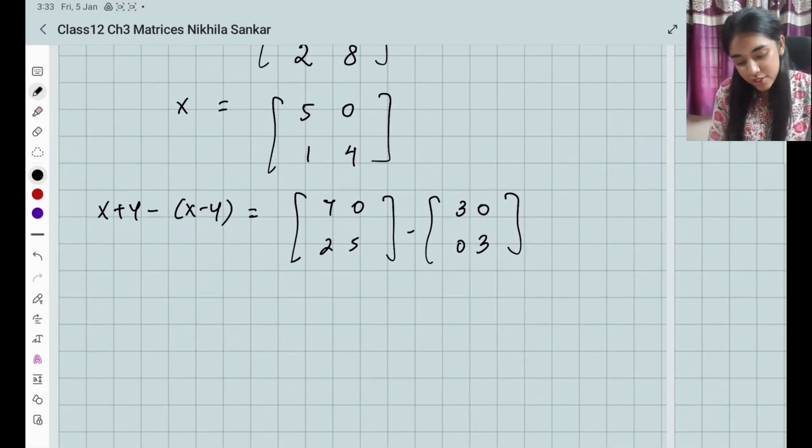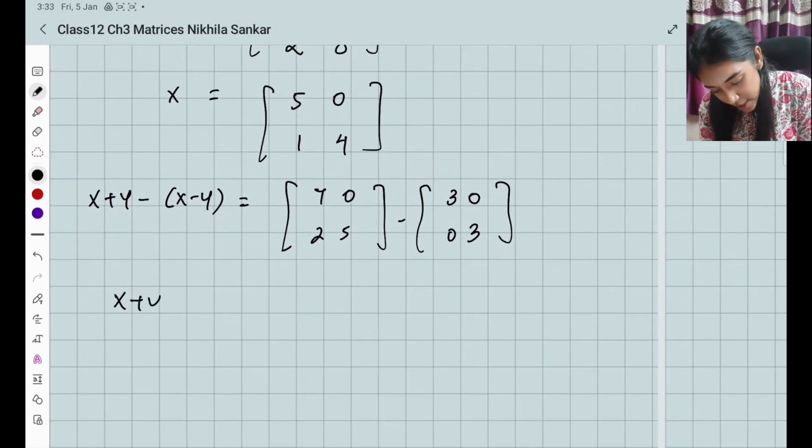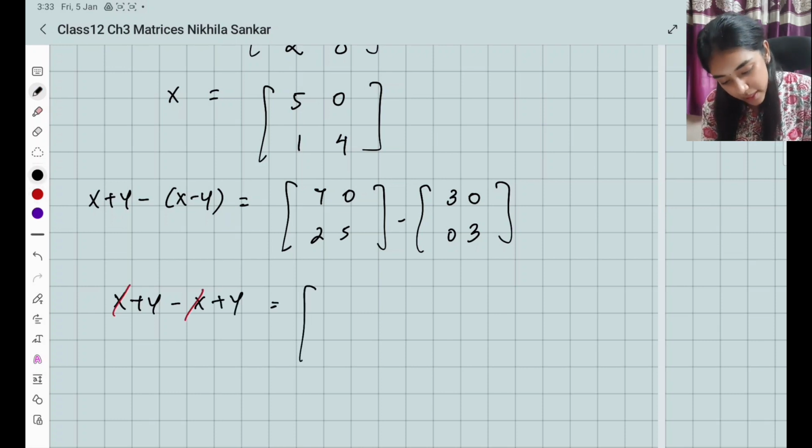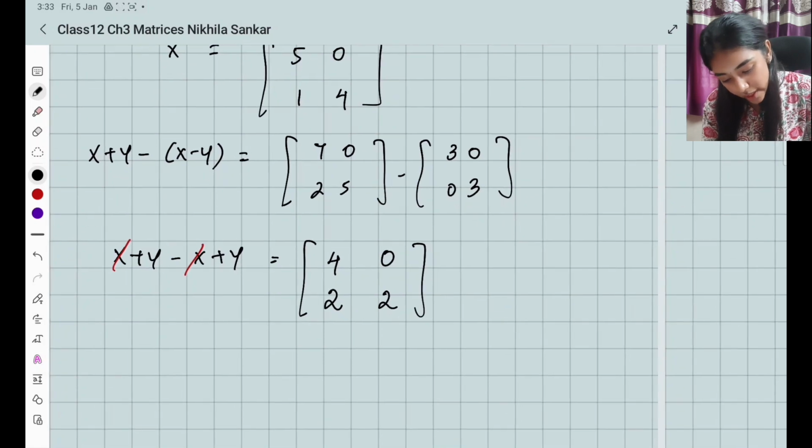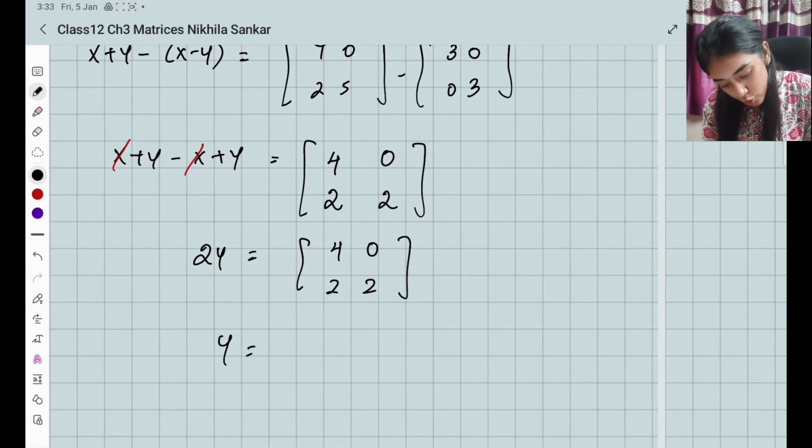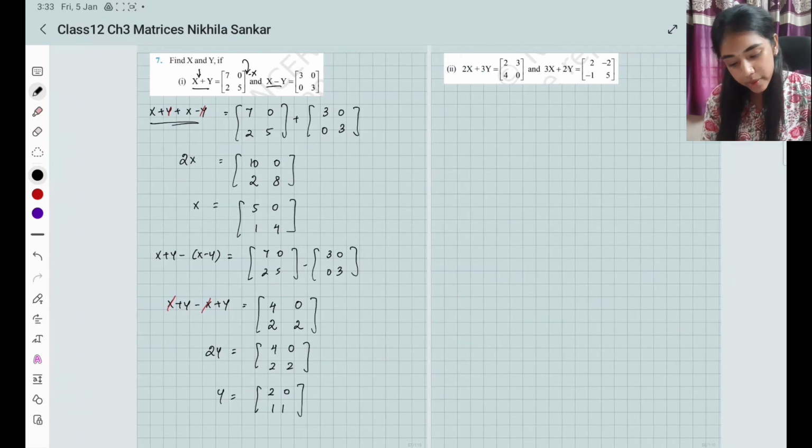So, when I subtract these two, what will I have on the left hand side? x plus y minus x plus y. Here I can cancel the x and the x. I'll have 2y. On the right, subtracting, 7 minus 3 is 4, 0 minus 0 is 0, 2 minus 2 is 0, 5 minus 3 is 2. So I have 2y equals 4022. The value of y, dividing by 2, I'll have 2011. Okay. Please copy.